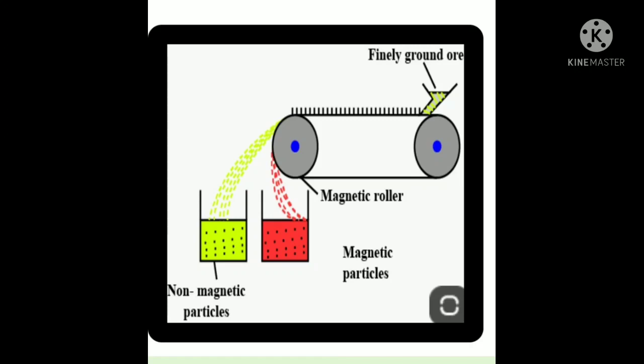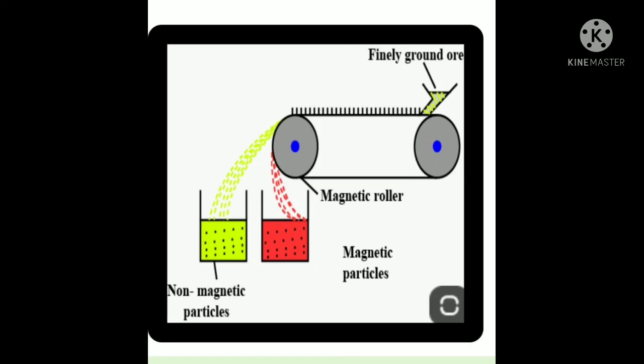Once again, in the magnetic separation method, the basic requirement is that among the ore and gangue, either the ore or the gangue should be magnetic. Then only this method will be employed. Commonly, tinstone and magnetite are concentrated by this technique.